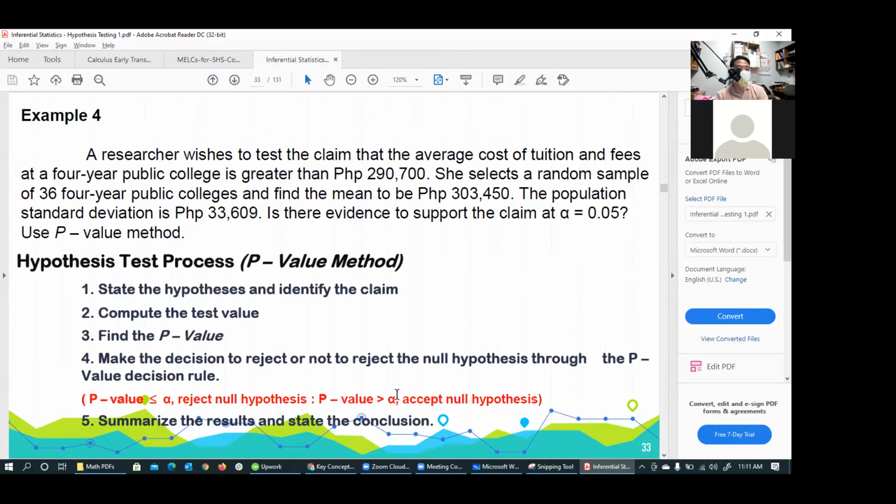Use the p-value method. During the examination or the assignments, I'm going to tell you specifically if we're going to use the p-value method or the traditional method. Okay?